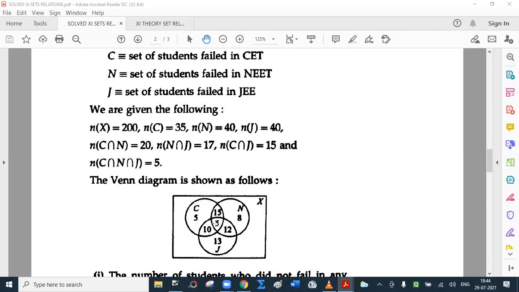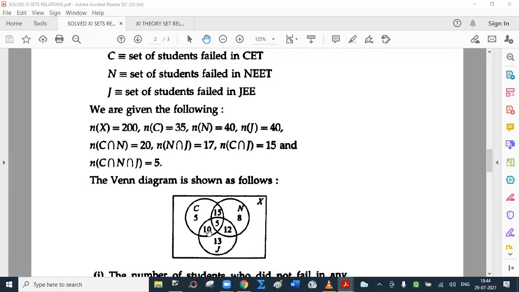Now what is n of C intersection N? 20. Now this is 5, so this has to be 15. What is n of N intersection J? 17, but 5 are already considered. See the cursor. So this part is 12. Now, what is n of C intersection J? It is 15, but 5 is already considered. So this is 10.